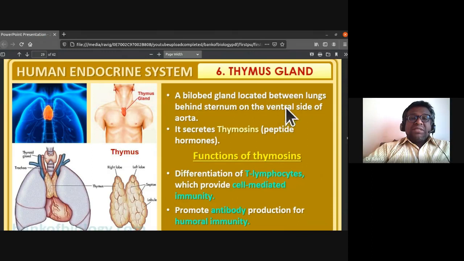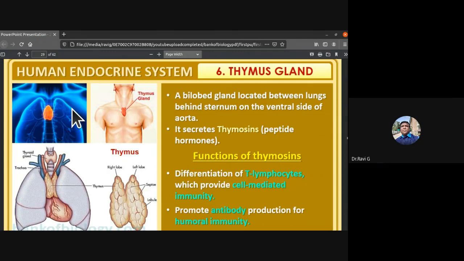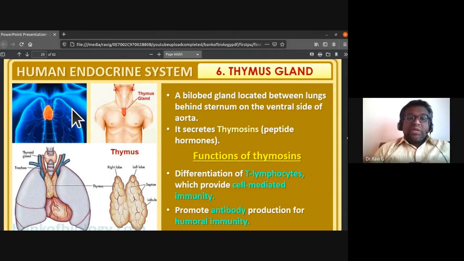Now, the thymus gland. The thymus gland is a bilobed gland, so it has two lobes. You can see it is located between the lungs, behind the sternum, on the ventral side of the aorta. So it is behind the sternum, and it is located on the ventral side of the aorta. What does this thymus gland do? It secretes thymosins. Again, they are peptide hormones, proteinaceous in nature.